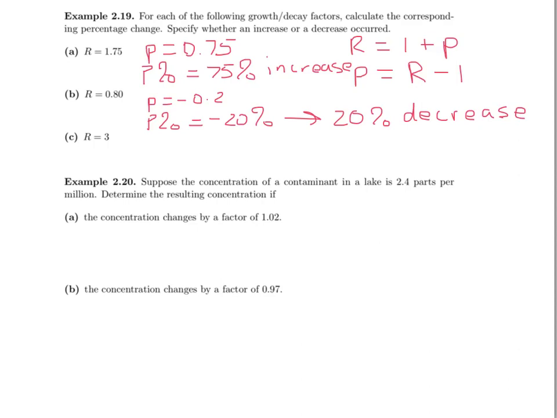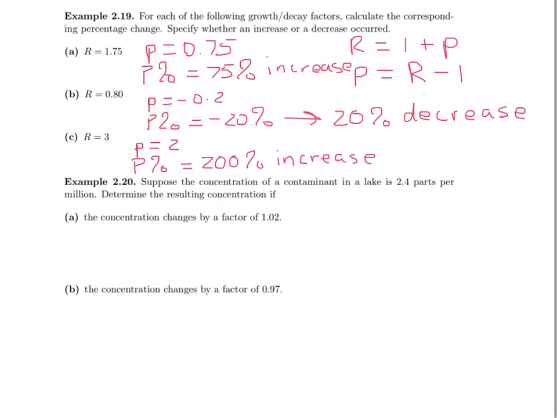Let's look at part C. The factor here is 3. Therefore, little p, which is equal to R minus 1, would be 2. If I write this as a percentage, I get 200%. This is positive, therefore it's referring to an increase. So if a quantity grows by a factor of 3, really what it is doing is growing by 200%. Let's go ahead and look at the next example.